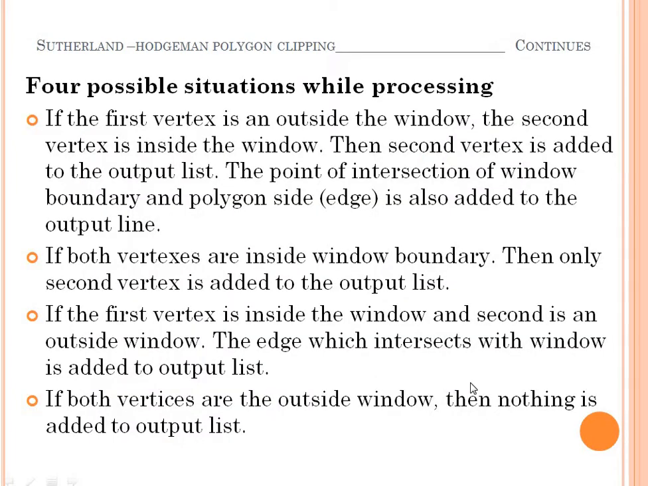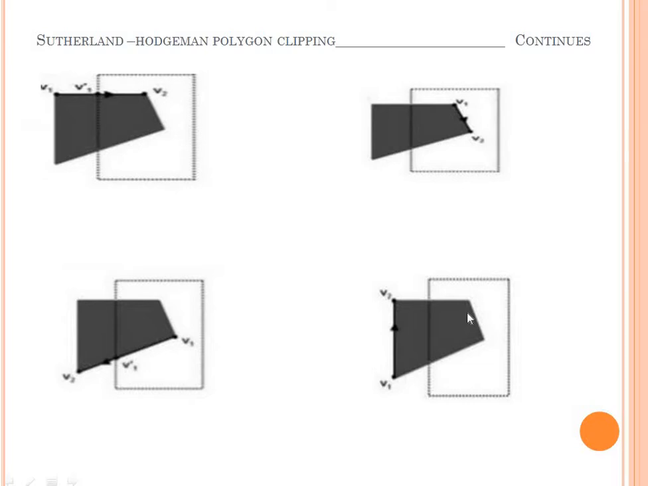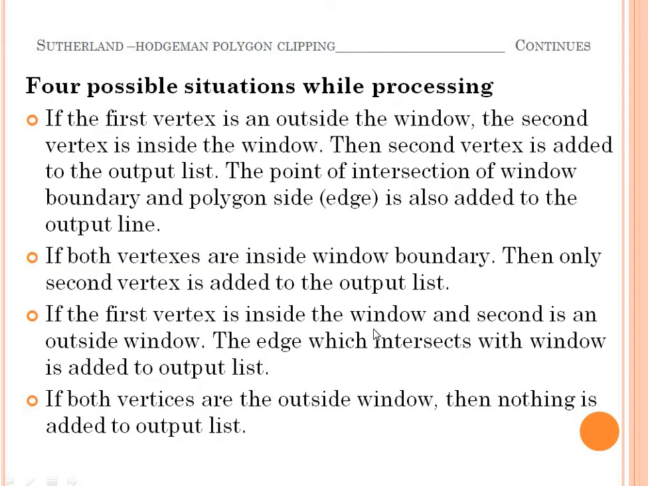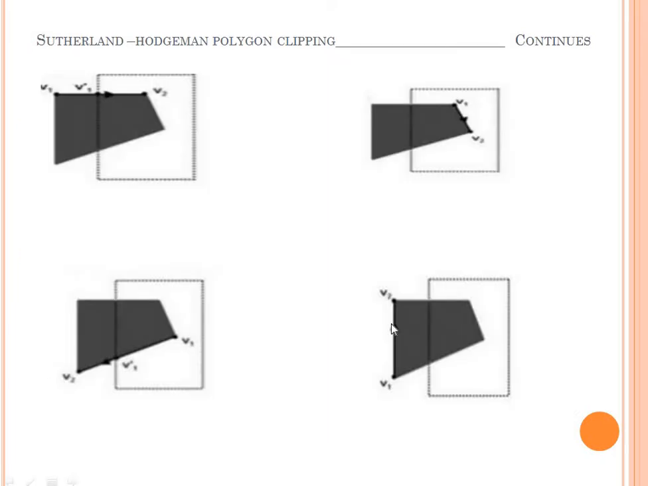Then these are the four possible situations while processing, that is V1, V2, and the line goes from inside to outside or outside to inside, or both points are inside the window, or both points are outside the window. These possible situations are used.